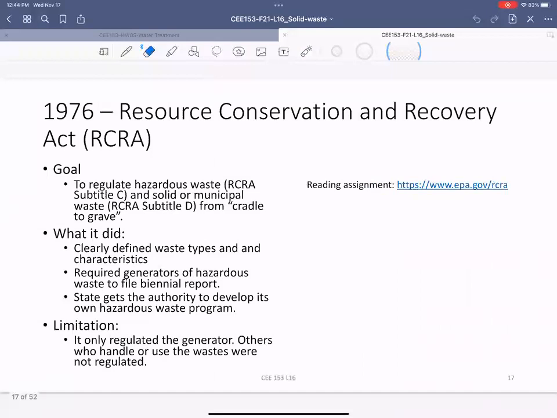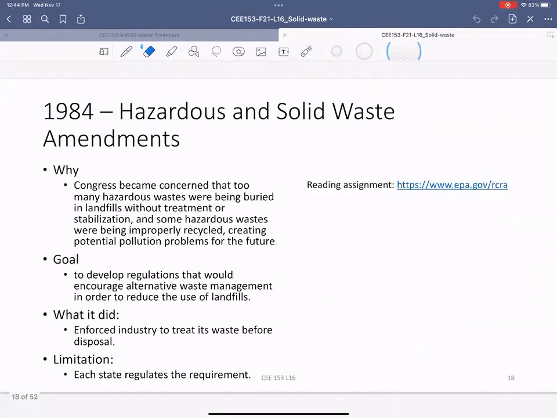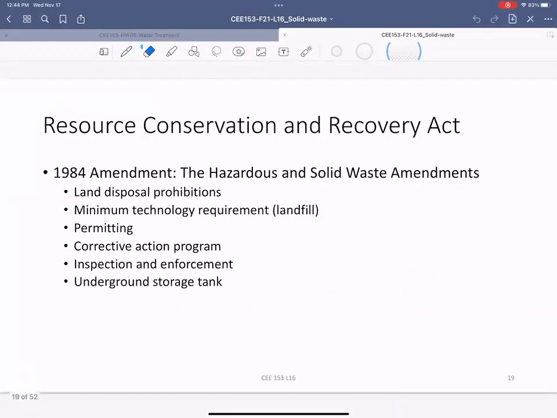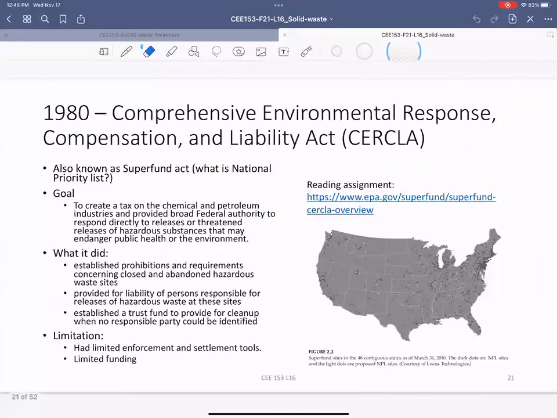But this law didn't give you any authority to go after the owner who actually did the damage. So there was no compensation given to the new owner, who has nothing to do with causing the mess. That's why this next law was created: 1980, the Comprehensive Environmental Response, Compensation and Liability Act. As you can see, compensation and liability.